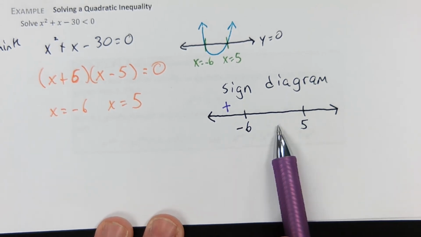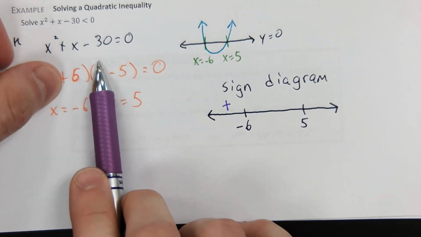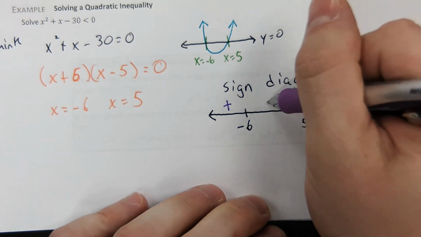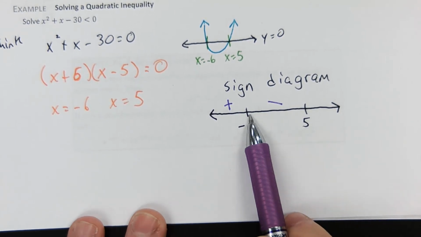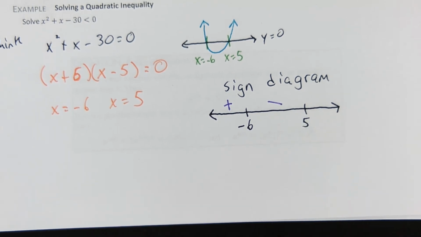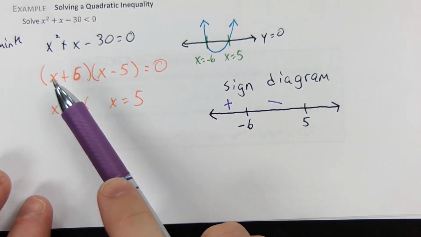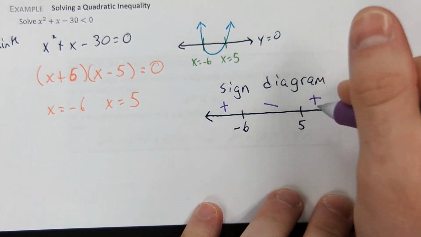Grab a representative from this zone. It's my favorite representative to use because it's so easy. 0. 0 is our friend. Just pretend there were no x's. Oh, that's definitely going to give me a negative number. What that tells me is every single y value between these two x's will be a negative y value. I don't know what those numbers actually are, I just know they're negative. And then grab one from out here, like +6. 6 plus 6 is positive, 6 minus 5 is positive, the product of two positive numbers is positive.